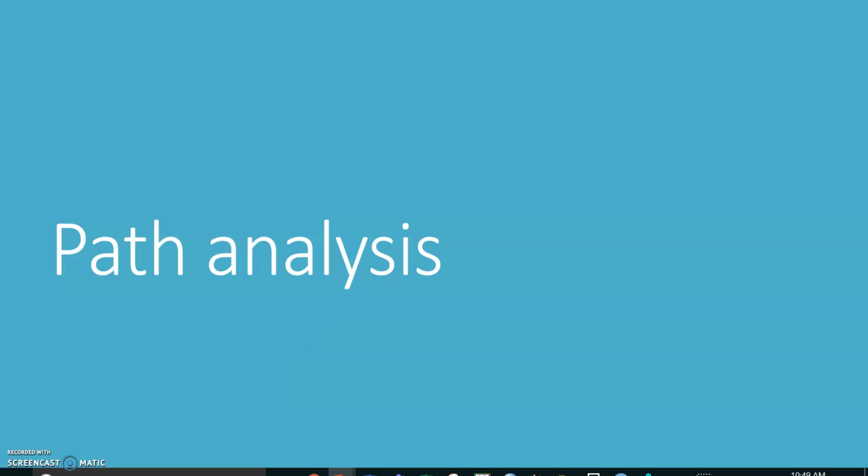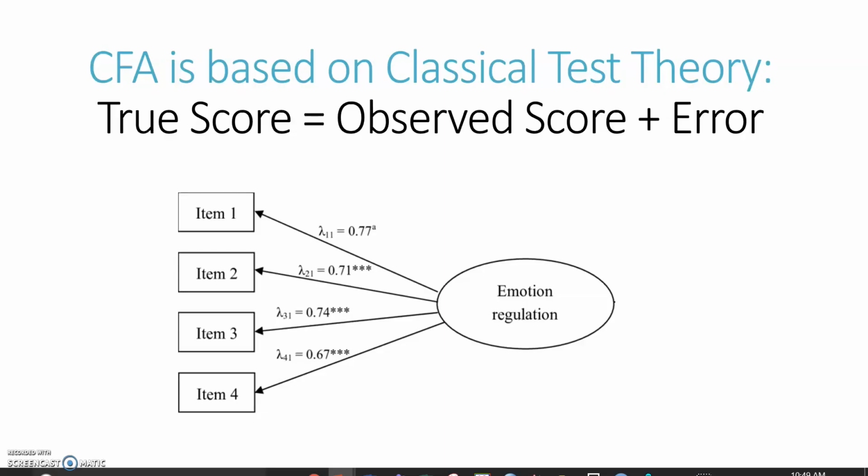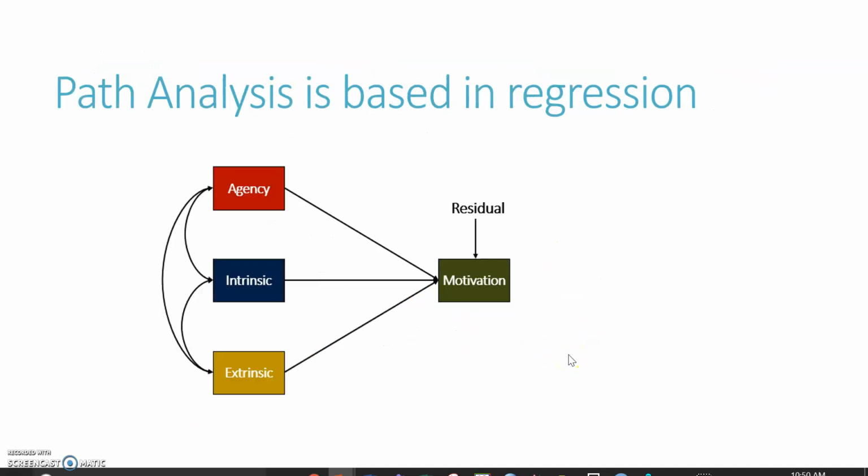This video is part 1 of path analysis. So just a quick reminder, when we're talking about CFA, we have all of our items, all of our observed variables, which are represented as a square, that are coming from our latent variables. So emotion regulation is made up of these guys, but it's not necessarily that this is predicting these guys.